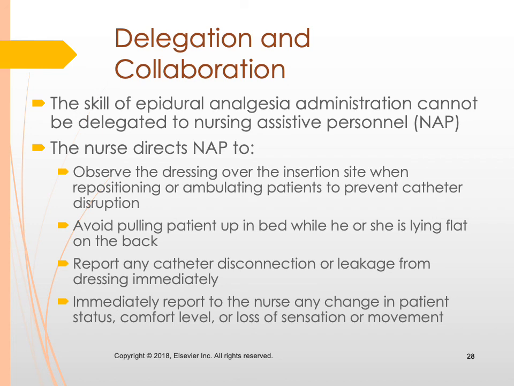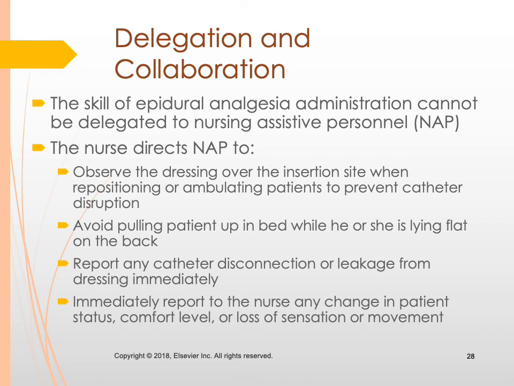Delegation. You instruct the NAP to observe the dressing over the site when repositioning and ambulating the patient, just to make sure that the catheter is not dislodged. So if the patient needs to be moved up in bed, you have to be really, really careful about moving them up and not dislodging that catheter. Don't pull them up in bed if they're flat on their back. You may just have to leave them there and get help to get the patient up. The NAP should report any disconnections or leakage from the dressing immediately, and any changes in status.